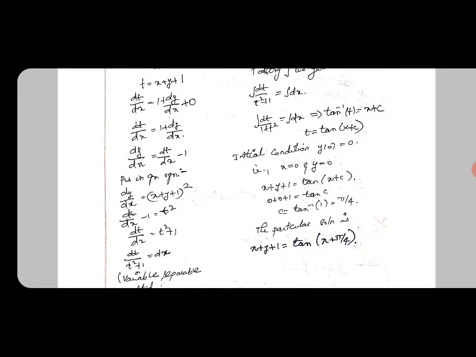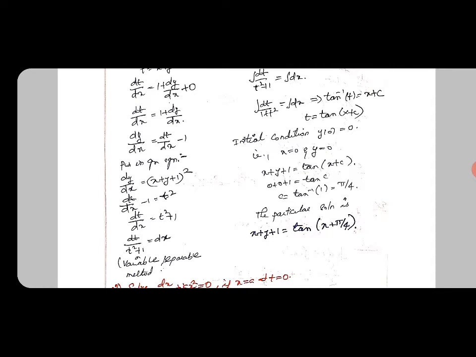Okay, that is integral of dt by 1 plus t square is equal to integral of dx. Then we know that tan inverse of t is equal to x plus c, t is equal to tan of x plus c. Initial conditions y of 0 is equal to 0, that is x is equal to 0 and y is equal to 0. Then x plus y plus 1 is equal to tan of x plus c equal to tan c, c is equal to tan inverse of 1 equal to pi by 4.